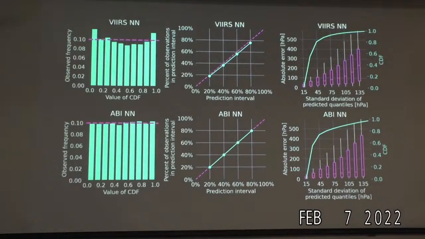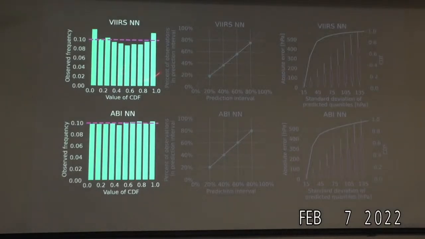So both these models are capable of estimating distributions of cloud top pressure. This is 3 different ways of evaluating how well we have estimated those distributions. On the right is a plot called a probability integral transform. The x-axis is the value of the predicted CDF from the neural network. The y-axis is the frequency of actual observations. This plot tells us that the predicted distribution in the VIIRS neural network is too narrow, because observations disproportionately occur with very low and very high values of the predicted CDF. To contrast that, we can look at the ABI neural network and see that its distributions are fairly well calibrated.